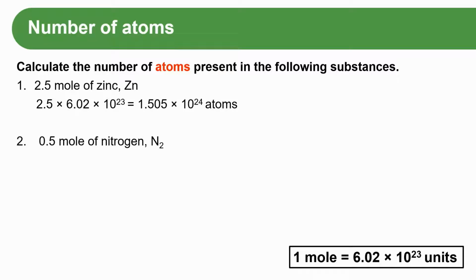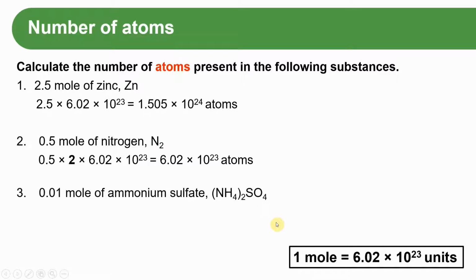The second example, 0.5 mole of nitrogen. And in one nitrogen molecule, there are actually 2 atoms. So the first step, we multiply 0.5 with Avogadro's constant, and then we multiply by 2 again, because one molecule has 2 atoms. As for the last one, 0.01 mole of ammonium sulfate. If we want to calculate the number of atoms here, in ammonium sulfate, there are 15 atoms. So the calculation gives us 9.03 times 10 to the power of 22 atoms.